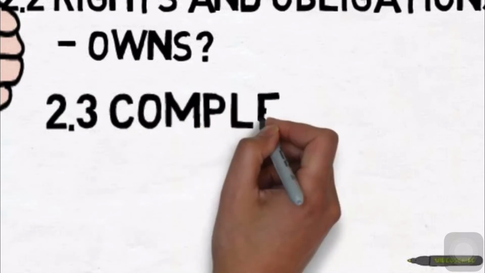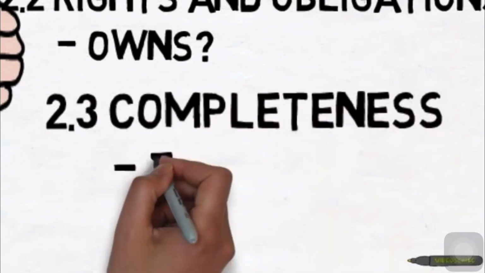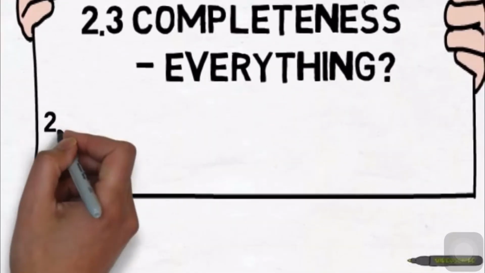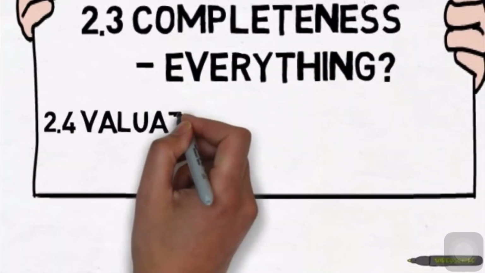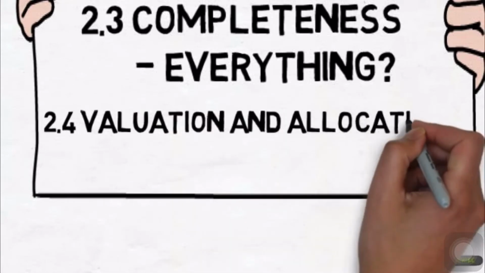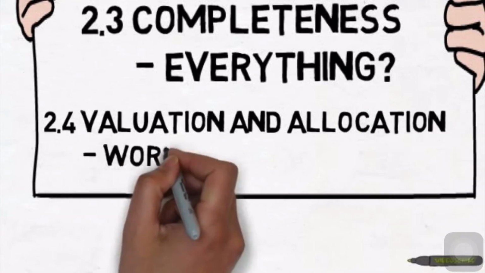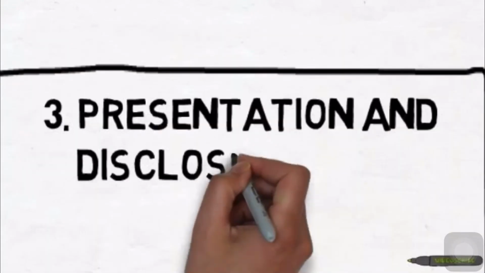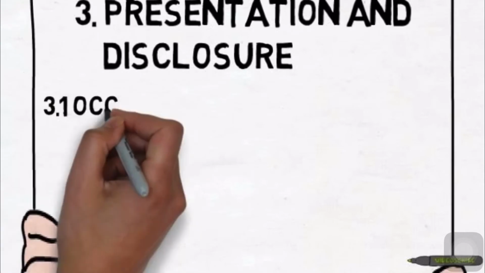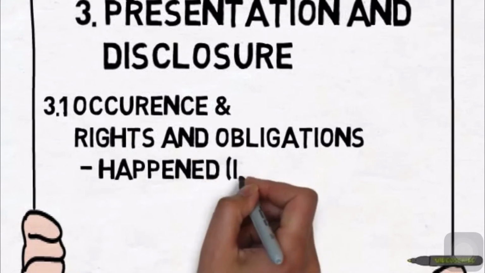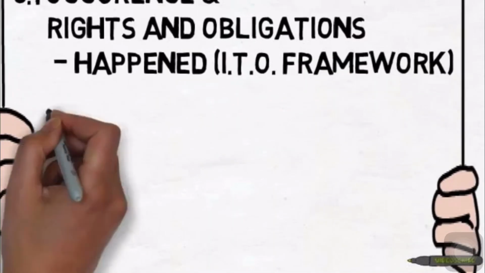Completeness, all the assets, interests, and obligations of the entity that required recording have been recorded in the financial statements. Valuation and allocation, all the assets, obligations, and equity interests have been valued appropriately, and if any allocation was needed, that it has been done already. The third group of assertions relate to presentation and disclosure. Firstly, occurrence and rights and obligations. Transactions, events, and the related or other matters disclosed in the financial statements actually occurred. Completeness.